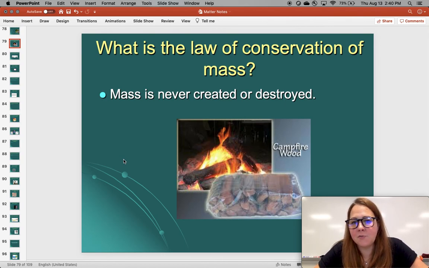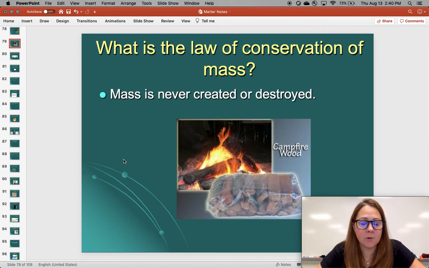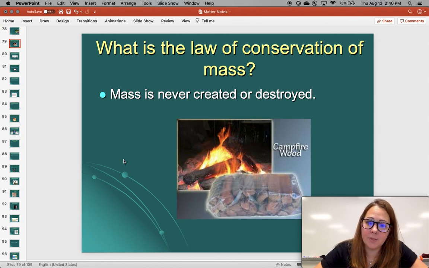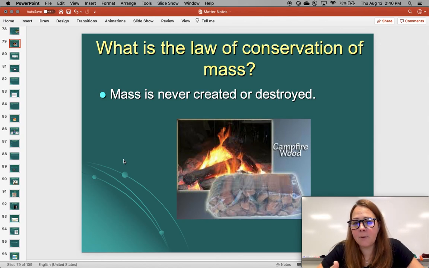But we have the law of conservation of mass, the law of conservation of matter, and the law of conservation of energy. They're all identical. They all say that mass can never be created or destroyed, or matter or energy, whatever it is. It just transfers from one form to another. So if you look at the picture on the slide, you have wood that's burning. Anytime something burns, it's burning in the presence of oxygen. If you don't have oxygen present, you're not going to have a combustion reaction.